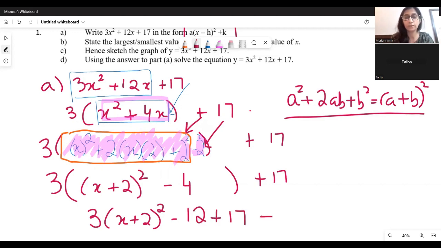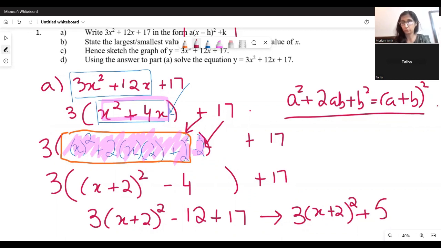So the final completed square form is 3 times x plus 2 whole square plus this is 5. This would be the completed square. That's one way of doing this.